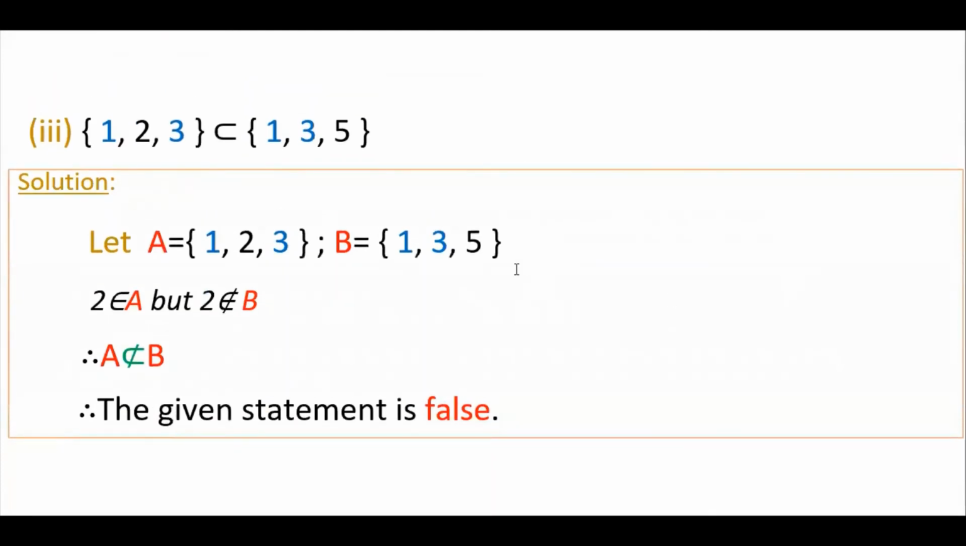This is third one. Here in the first set, 1, 2, 3 are the elements. In the second set, 1, 3, 5 are the elements. Here 1, 3 are also in the second set, but 2 belongs to this set, but 2 does not belong to the second set. If you assume A as the first set and B as the second one, 2 belongs to A, but 2 does not belong to B. Therefore, A is not a subset of B, but here it is given that it is a subset of the second set. Therefore, the given statement is false.